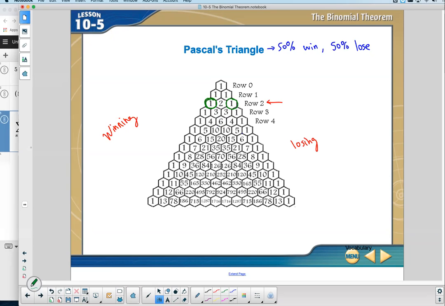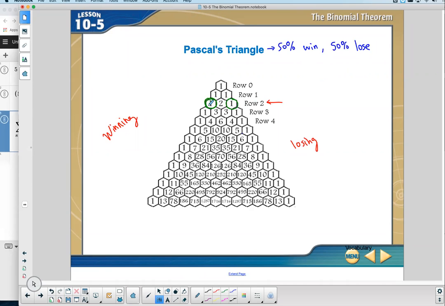I'm going to see if you're following the logic here. If you're going to play twice, so the first time you have some people win and some people lose, and then the second time you might have some people who won the first time win again.